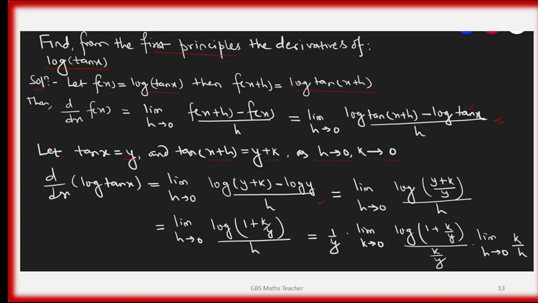Now we have to take 1 by y common. Limit k tends to 0 of log of 1 plus k by y. To apply this formula, I have added k by y, and here k by h, k cancels, and 1 by h remains, that's why 1 by y is here. It means 1 by y times 1 over 1 by y. Then y cancels, and it remains the same.